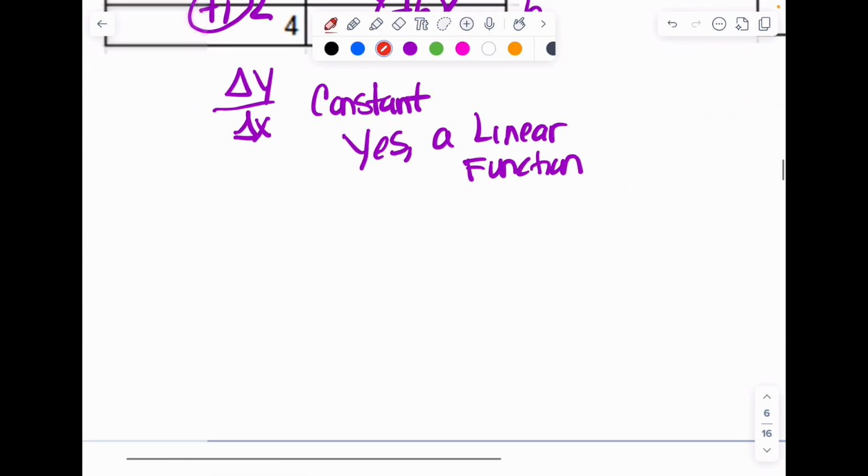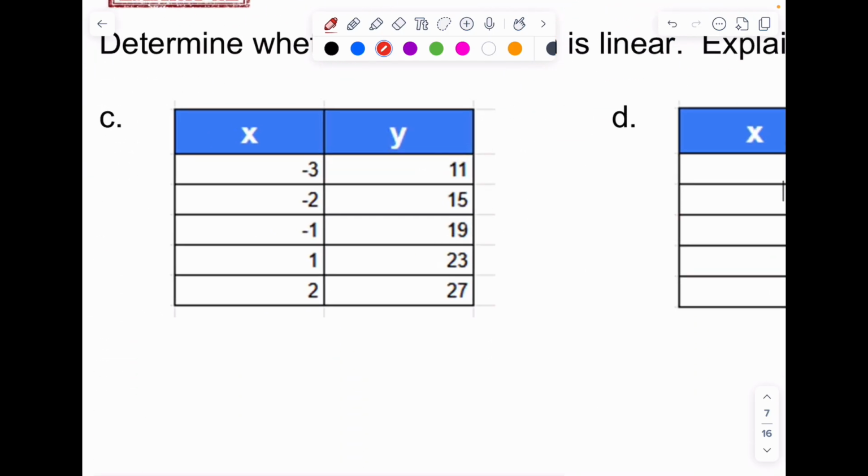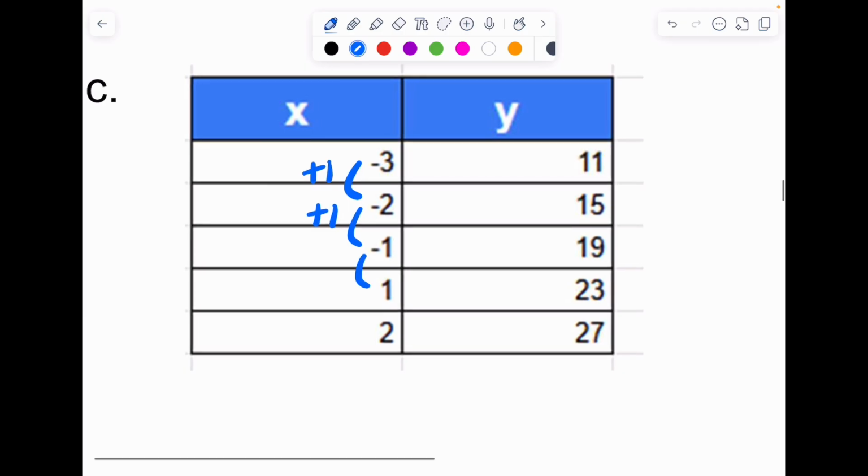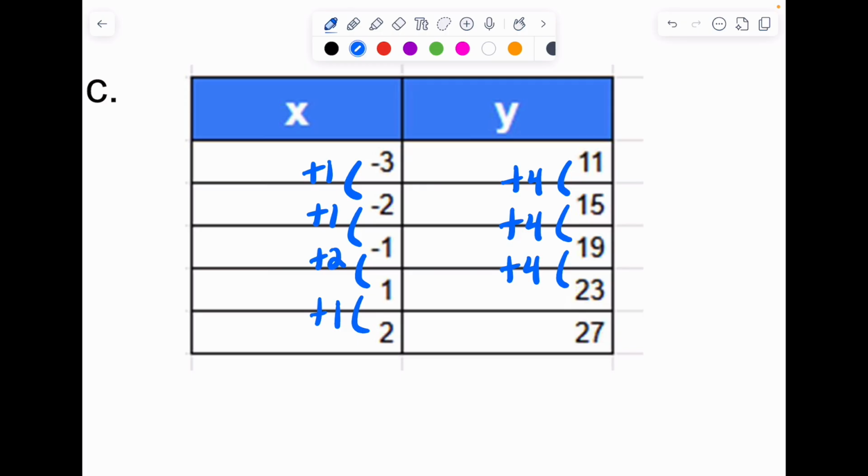So let's check out C. Okay. All right, so when I'm doing this work, pay attention. Negative 3 to negative 2, I add 1. Negative 2 to negative 1 is, yep, still adding 1. Negative 1 to 1, I'm adding 2. And so a lot of people stop. Let's keep going. 1 to 2, I'm adding 1. Okay, let's look at our y's. 11 to 15, I'm adding 4. 15 to 19, I'm adding 4. 19 to 23, I'm adding 4. 23 to 27, I'm adding 4.